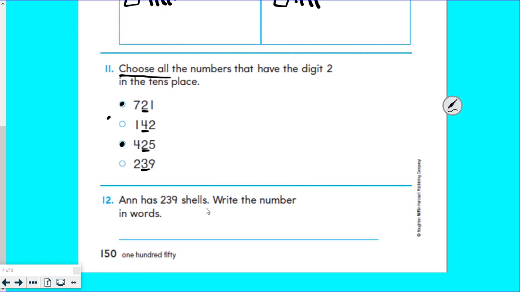Anne has 239 shells. Write the number in words. Pause your video, write it down, and then I'll write it for you. Okay, so 230 dash 9. That's it. All right, nice job.